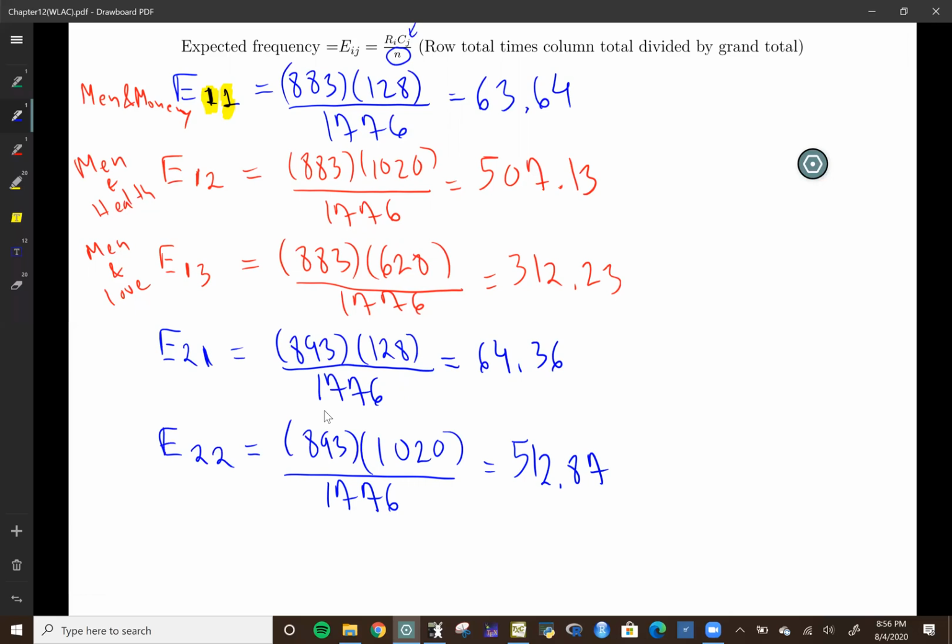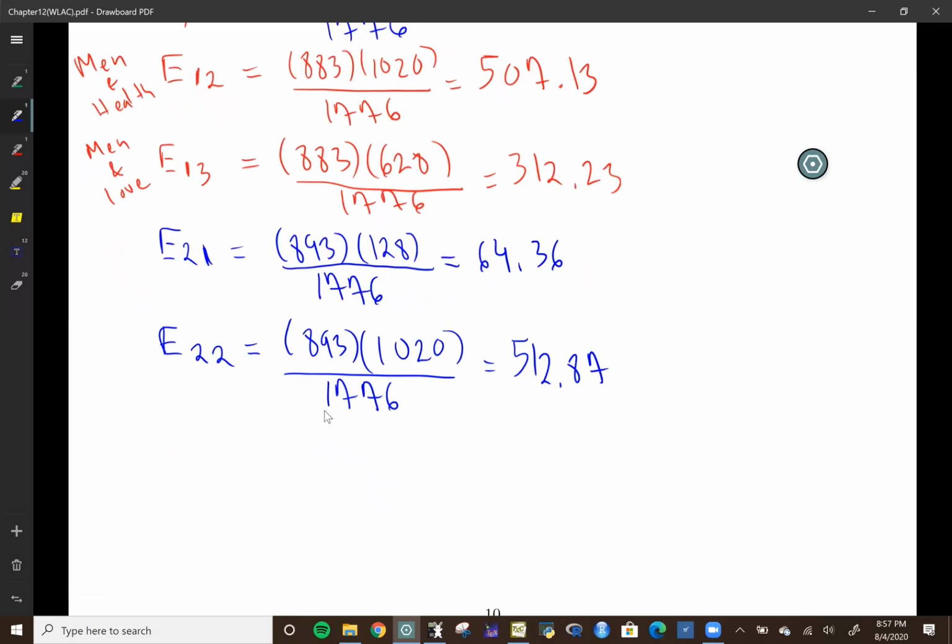So what I want you to do is practice, and I want you to do this very last one. I want you to find the expected value for row 2, column 3. So pretty much women and who chose love. Take a minute and try doing that one. If you want me to double check your answer, you just put it in the chat, and I'll let you know if you got it correct. Cool. Yeah. Great job. You got it.